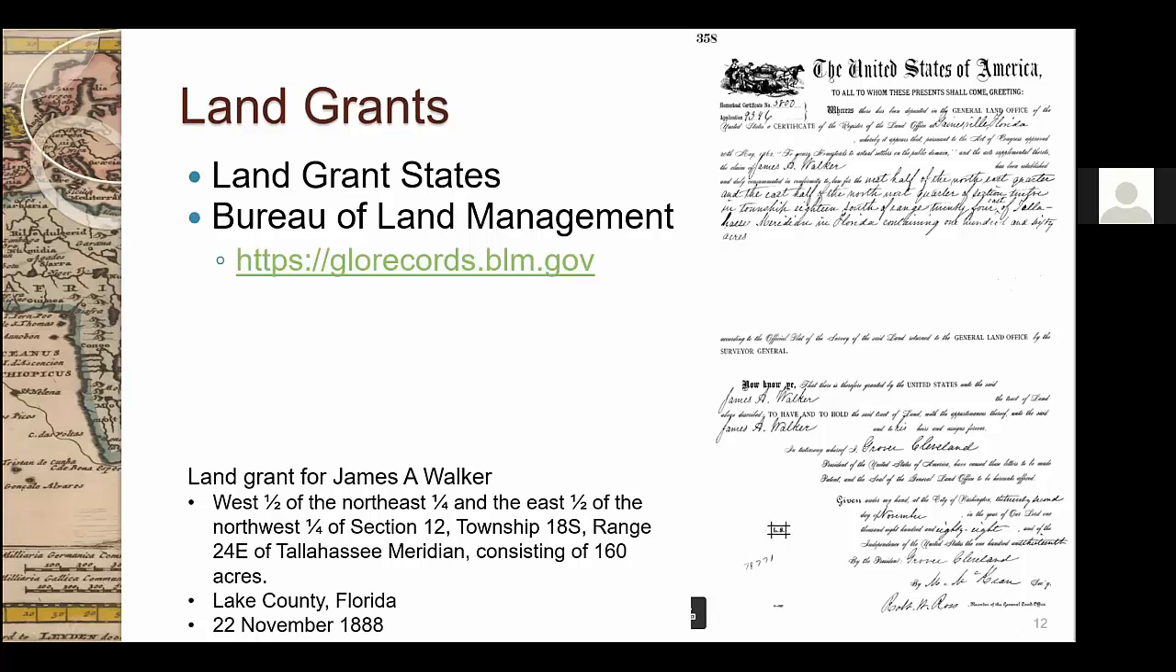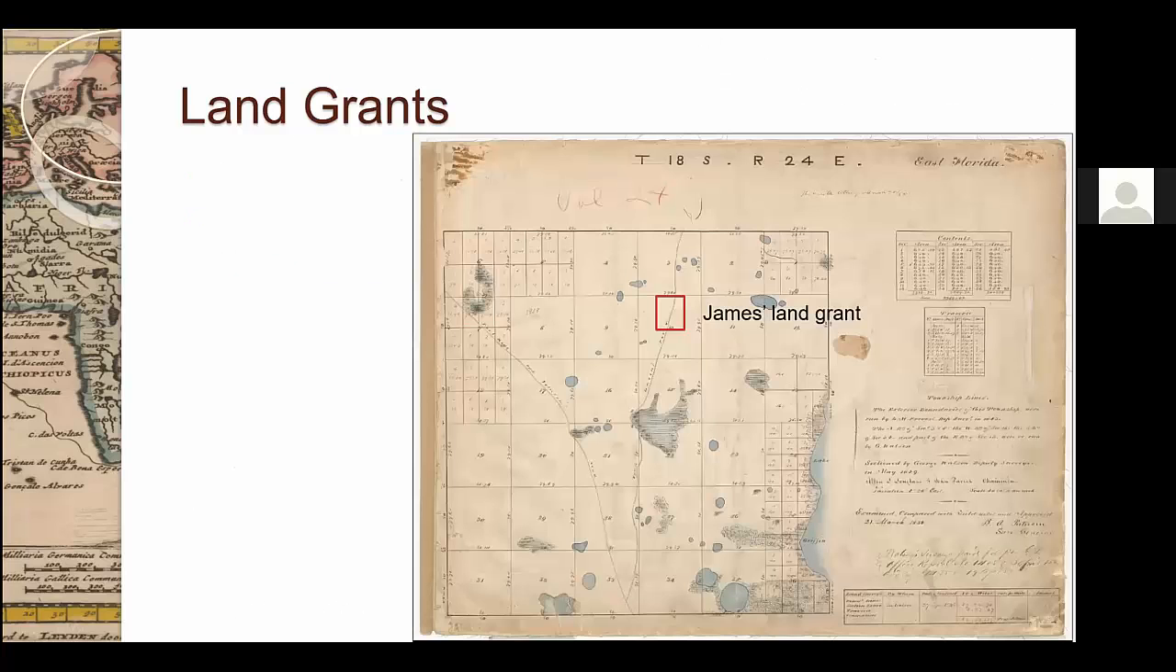Well, when you find these land grants, there's also a potential that you may find the survey information. And here is the survey area for that. So you see this is Township 18 South, Range 24 East. And what I've put in that red box is the description of the land that was on that land grant. So now I know where that parcel is in relationship to other features that are on the ground.